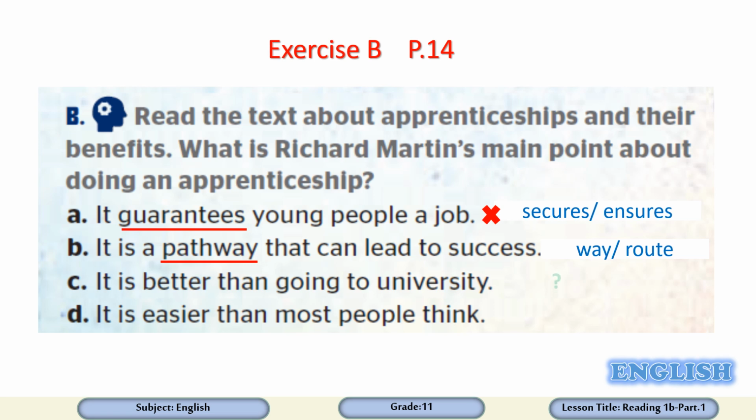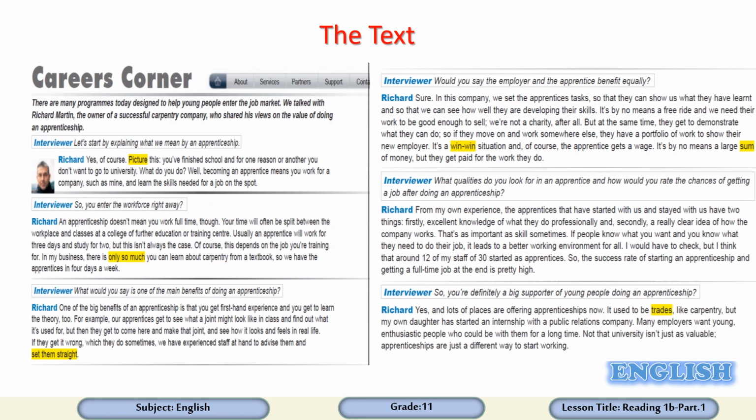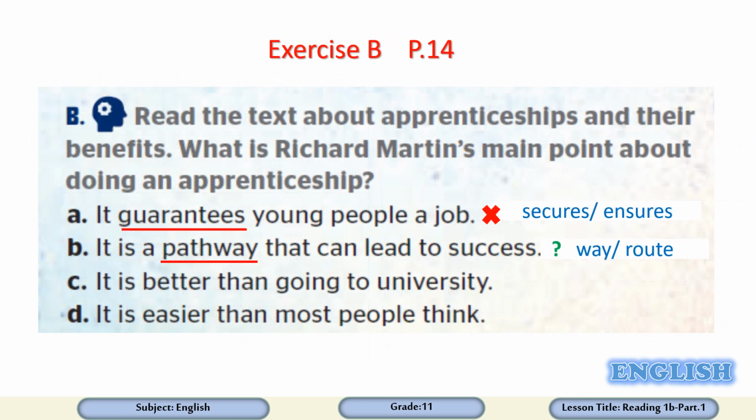So, option B can be a possible answer, but we can't decide now. Let's wait and check with the other two options. Look at this sentence. Not that university isn't just as valuable. What does Richard think about university here? Yes, very good. He thinks that university is as valuable as an apprenticeship. So, this means that option C cannot be the right answer to the question.